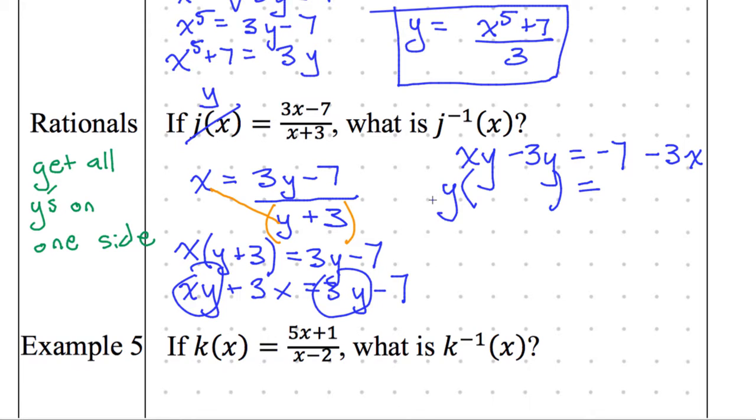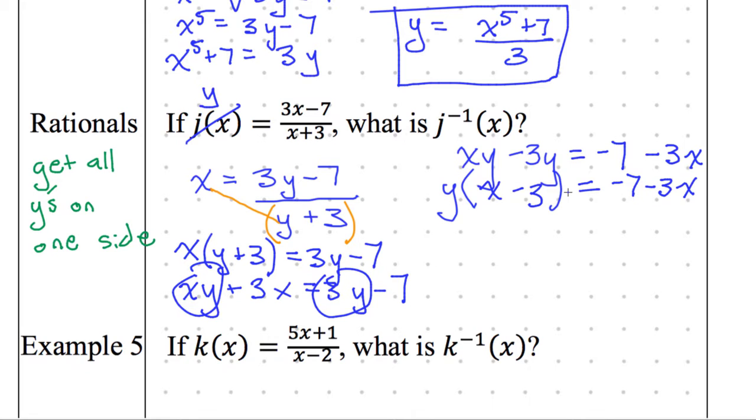What is going to be left in here when I factor out a y? Each of these terms divide by y. What am I left with? Something minus something, hopefully. X minus 3, there it is. X minus 3, I'm going to rewrite the right-hand side as well. Negative 7 minus 3x.